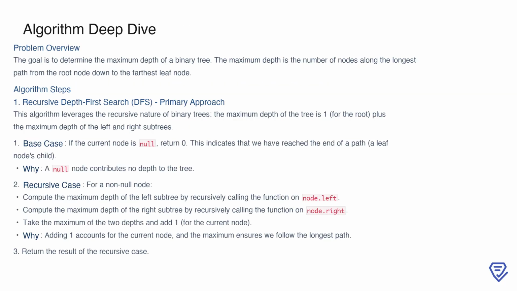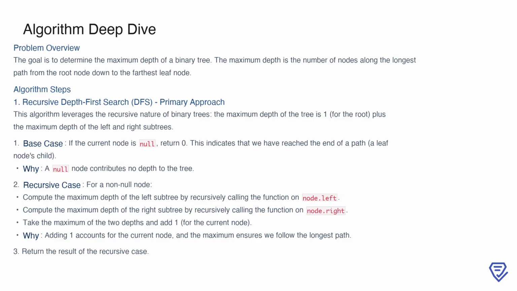To determine the maximum depth of a binary tree, we aim to find the longest path from the root node to the farthest leaf node. The most efficient way to solve this is by using a recursive depth-first search, or DFS, which naturally aligns with the structure of binary trees. The idea is simple: the depth of a tree is 1, representing the root, plus the maximum depth of its left and right subtrees. For the base case, if the current node is null, we return a depth of 0 since we've reached beyond a leaf.